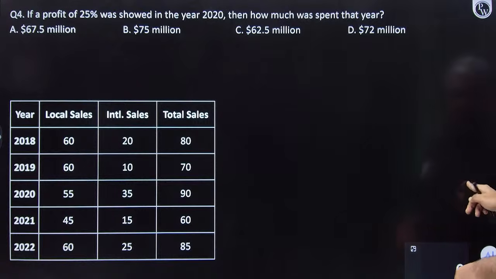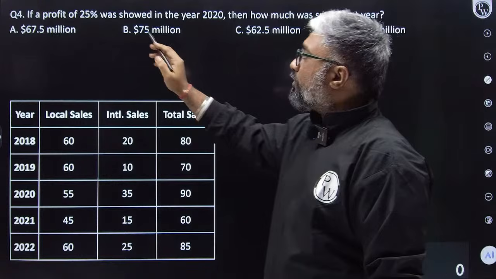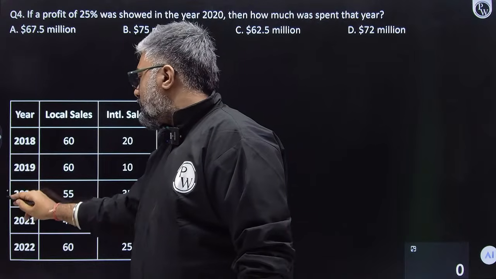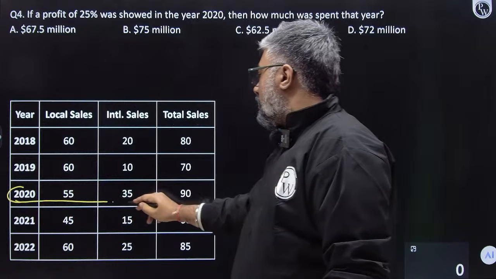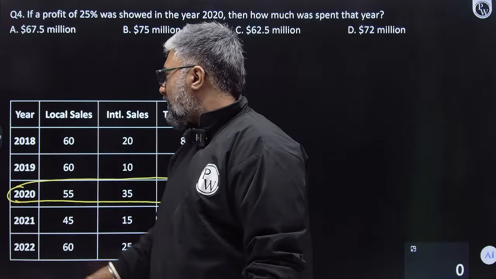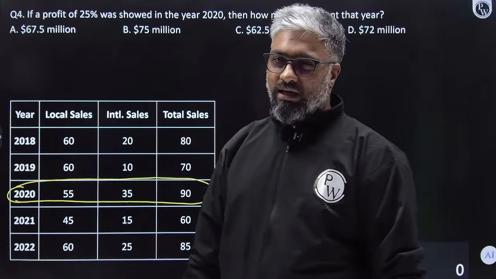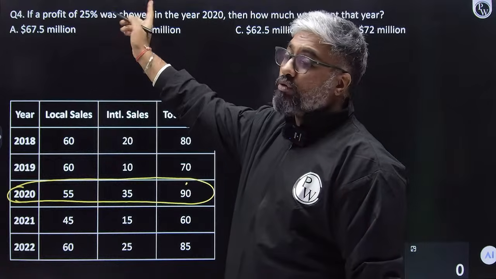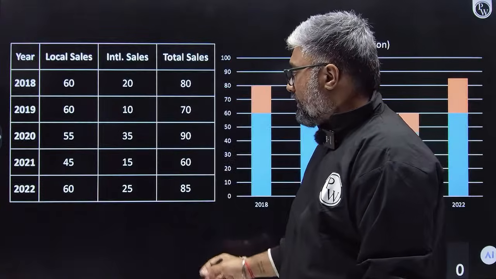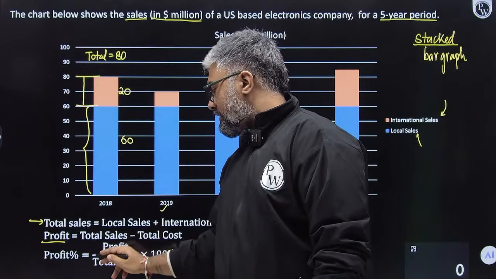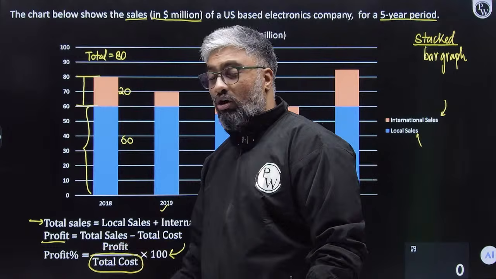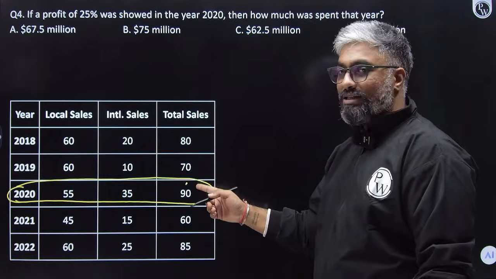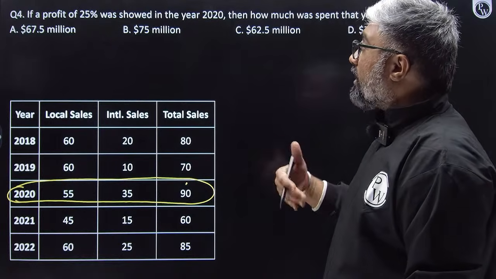Next question. They are introducing profit. They are saying if a profit of 25% was shown in the year 2020. So, year 2020 is here. I have the total sales, and the local and international sales. I don't need local and international, I just need the total sales. But what they're saying is a profit of 25%. You know that profit is calculated on the total cost, not on the total sales, right? So this is total sales. I can't obviously use total sales for it, but they're saying 25%.